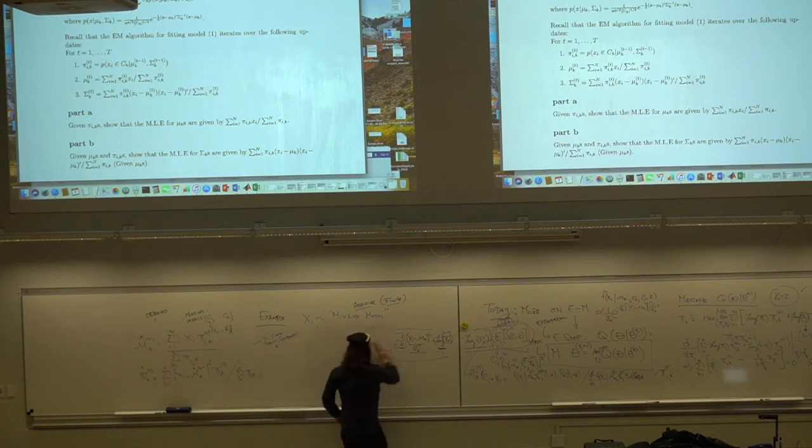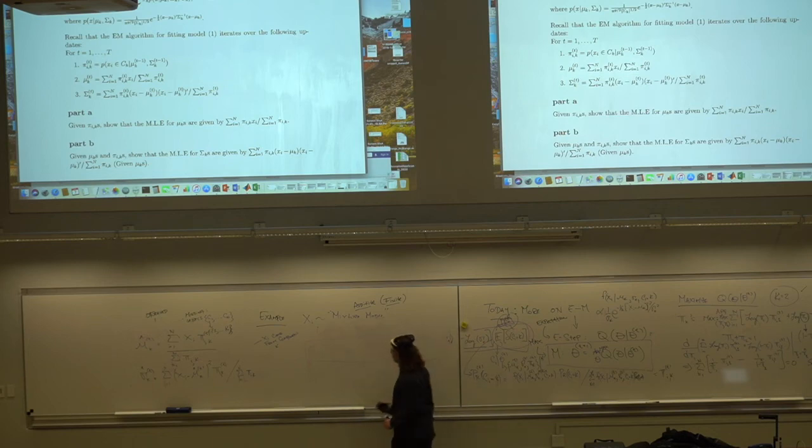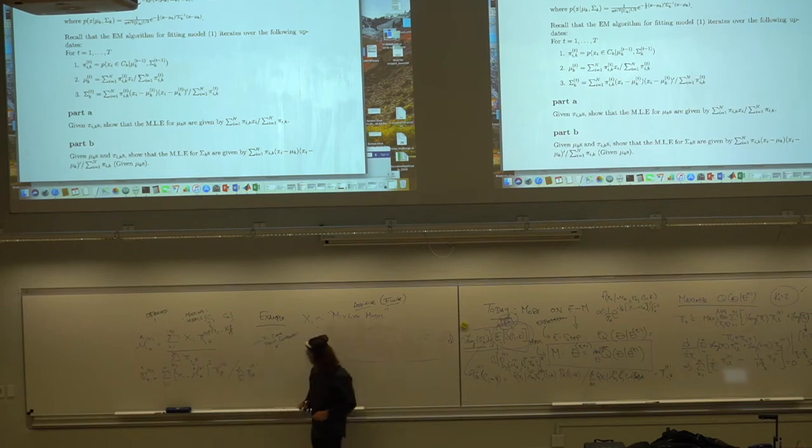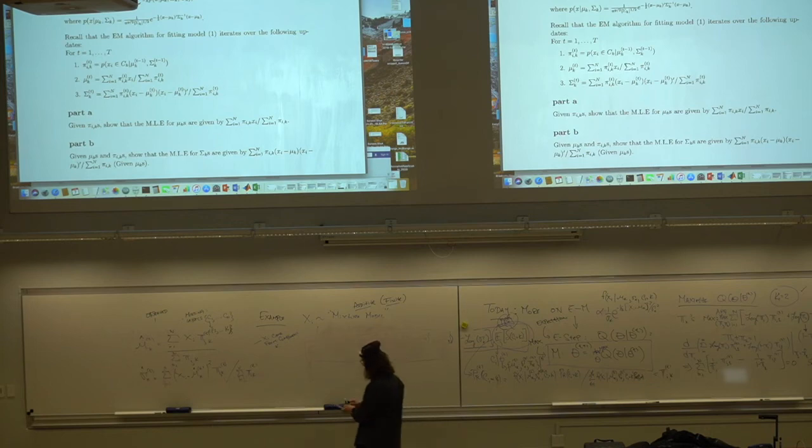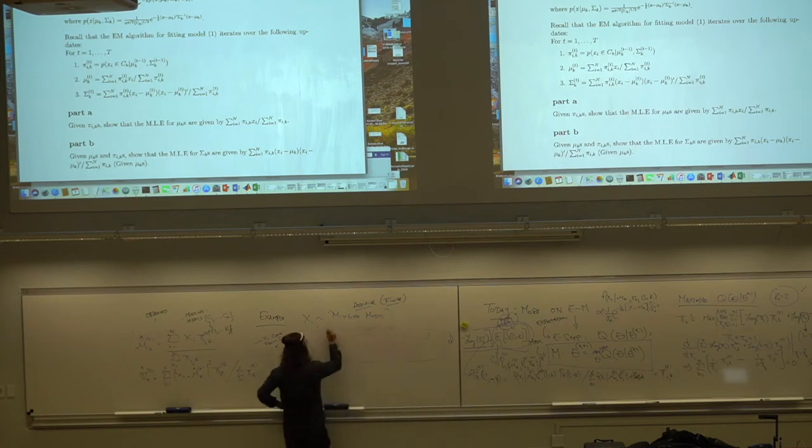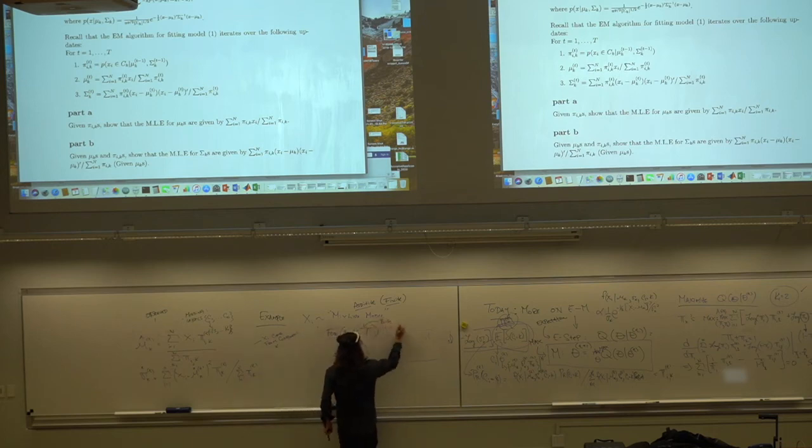Oh, on the bottom of the mu_k, should that be mu_kt? Yes. We need to know which ones we're talking about. Yeah, absolutely. So this is what EM looks like for this problem. For t goes from 1 to cap T, I'm going to iterate over something. This is some big number. What's big mean? Until you converge.